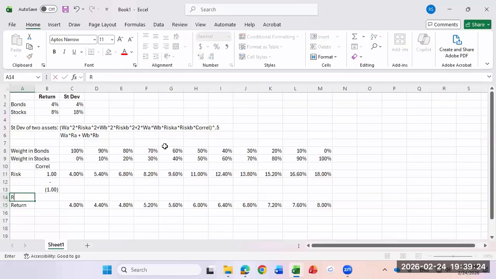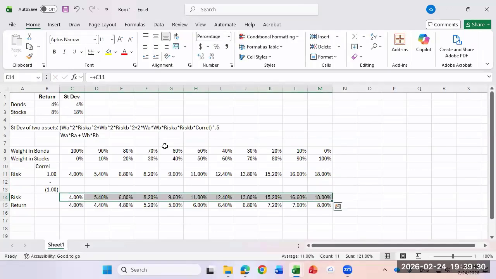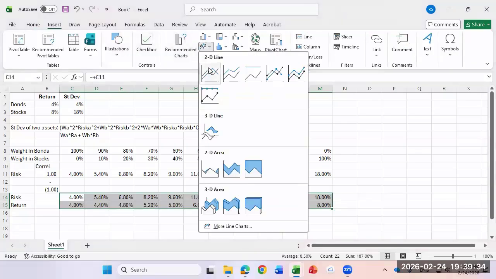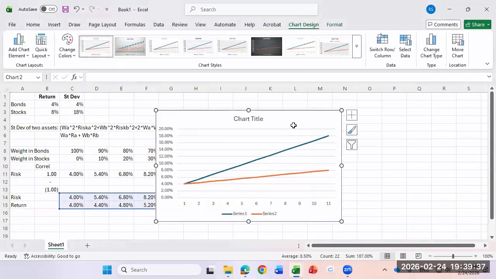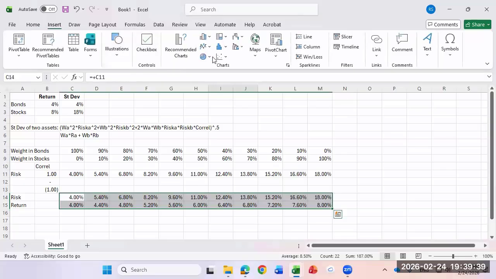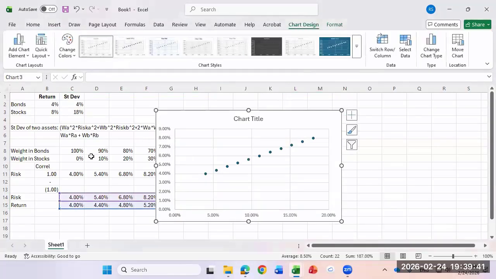So if I have my risk, sorry, I used to be faster in Excel. I've slowed down in my old age. I'm sorry, didn't mean to do that. So if I insert an XY chart, it's just a straight line. As your weight in stocks increases, your return goes up and your risk goes up. Very straight line, not much value there.